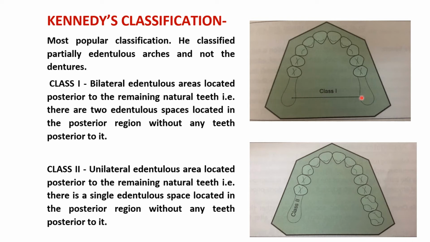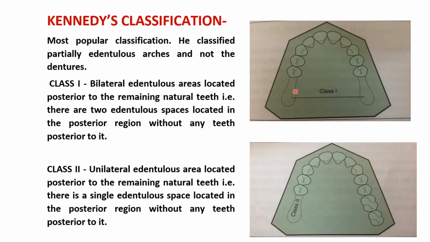So that is class 1, which means there are two edentulous spaces, one here and one here. On both sides there are edentulous spaces, and they are located posteriorly, like there are no teeth posterior to your edentulous area. It is the most posterior edentulous area.